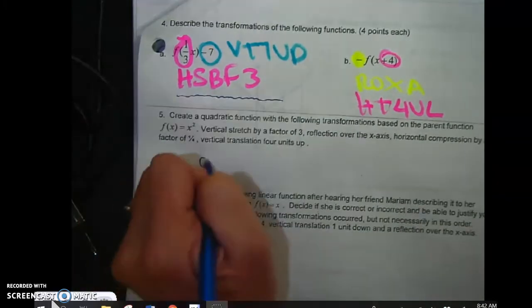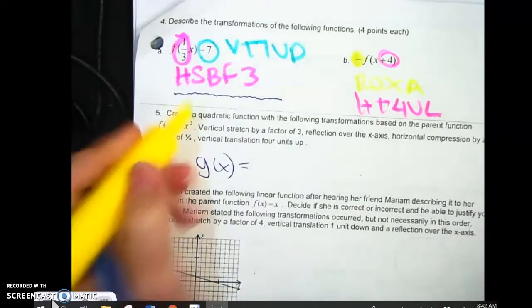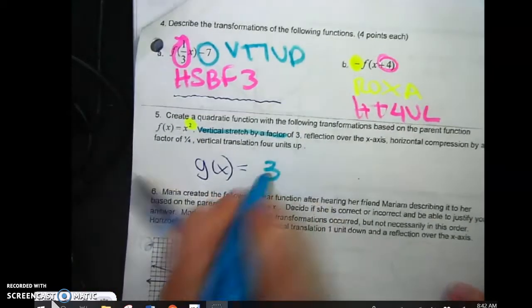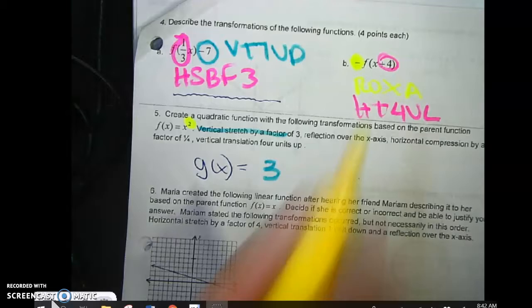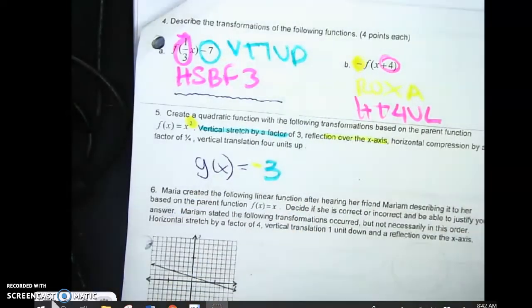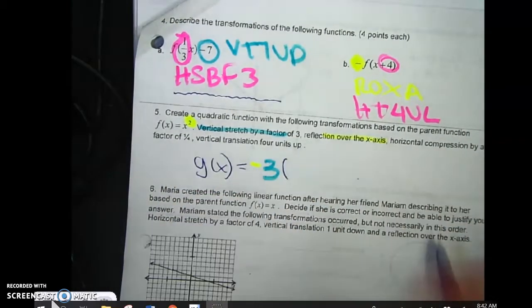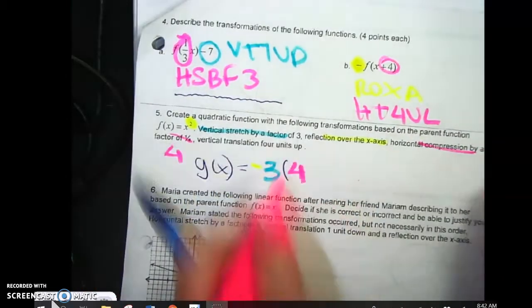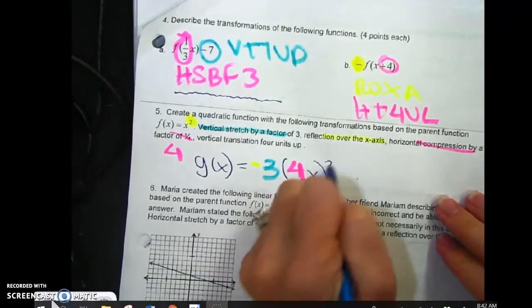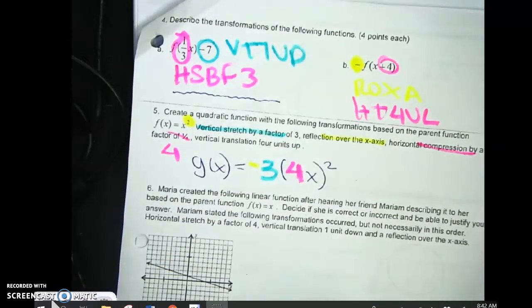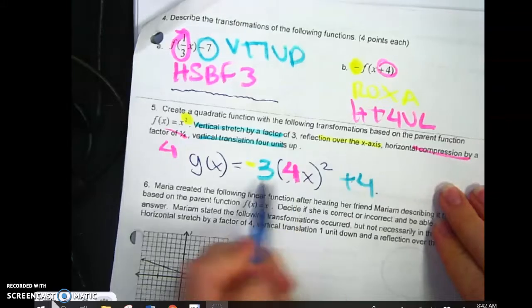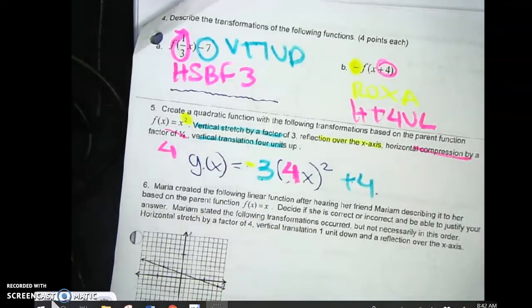All right. This time they want me to create a new one, so I better put g of x. I want to remember that it's squared. Okay, vertical stretch by a factor of 3. Reflection over the x really means it's with the y. Horizontal compression by a factor of 1/4 means I'm going to put a 4 there. And then I better put the squared. Put it on the outside, okay? And then vertical translation, 4 units up. This question will be worth 1, 2, 3, 4, 5 points. Okay? All right.